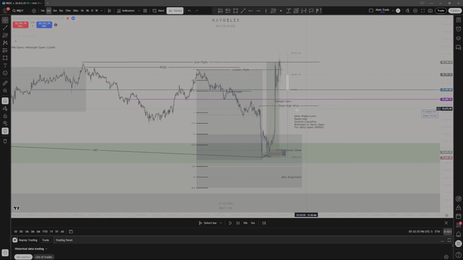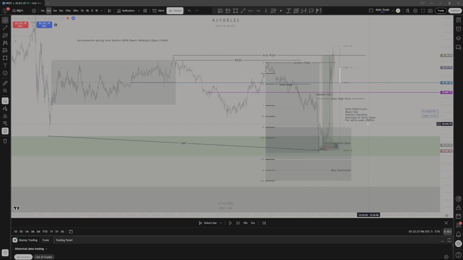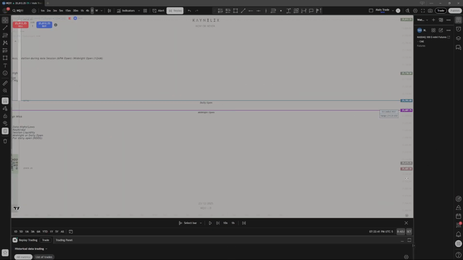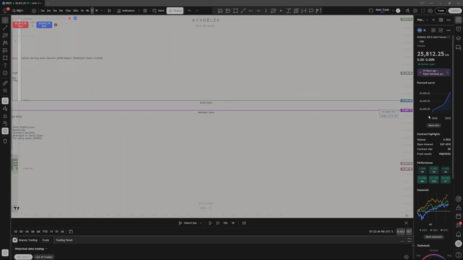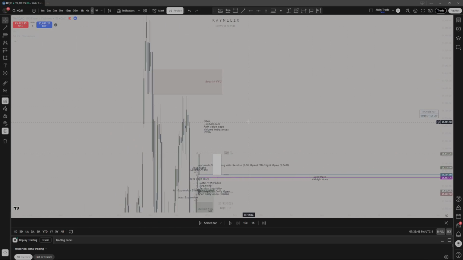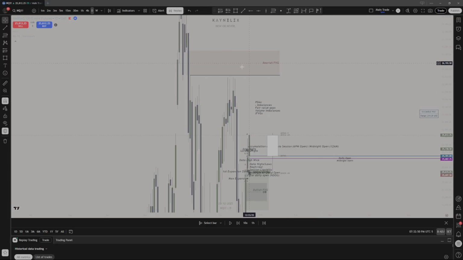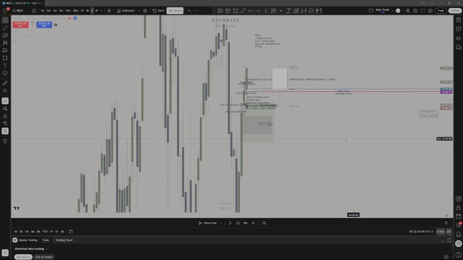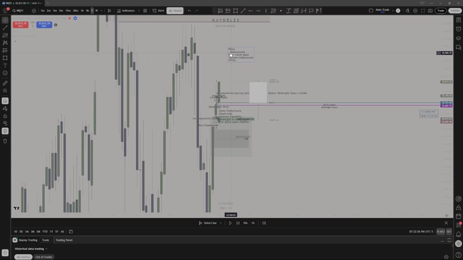So yeah, that's the entire model. You can assume now that we're probably going to go for the bearish valley gap, these equal highs right here. So that's going to be our next draw on liquidity. So yeah, that's the entire model.